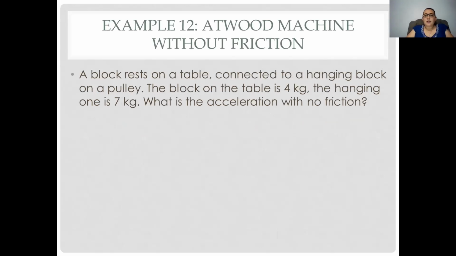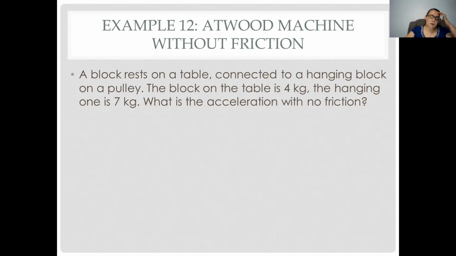All right, we're going to do another couple examples with these Atwood machines that we mentioned yesterday. The first one is going to be without friction, and then the second part of this is with friction, and we'll see how that affects things. So in this case, a block rests on a table connected to a hanging block on a pulley. The block on the table is 4 kilograms, and the hanging one is 7 kilograms. What is the acceleration if there's no friction?